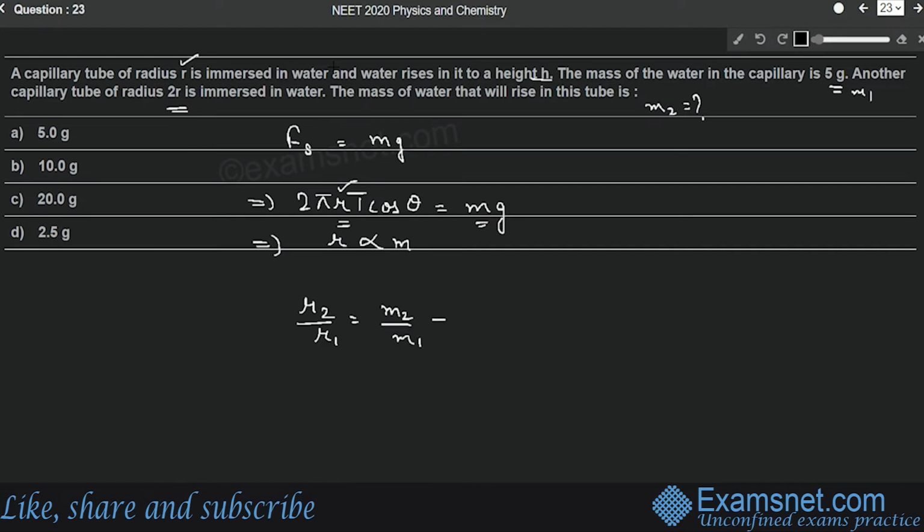Okay, now R2 is given as 2r, R1 is r, M2 has to be determined, and M1 is given as 5 grams. So here we can easily find M2, that will be equal to 2 into 5 grams, that is 10 grams. Okay, so option B will be the correct answer.